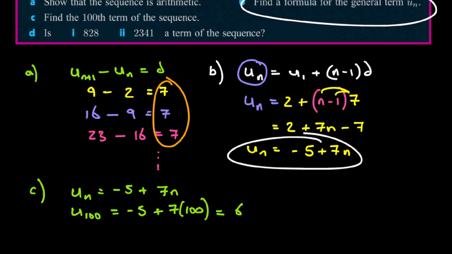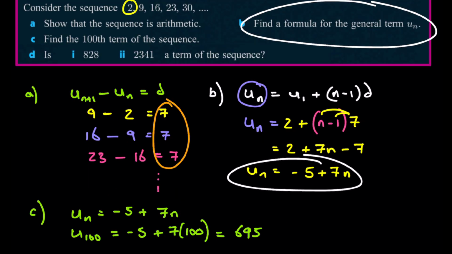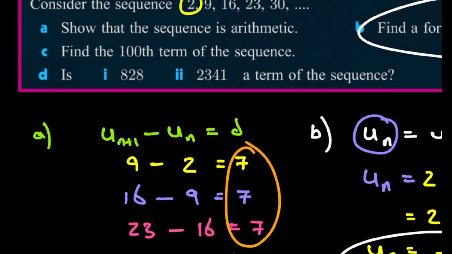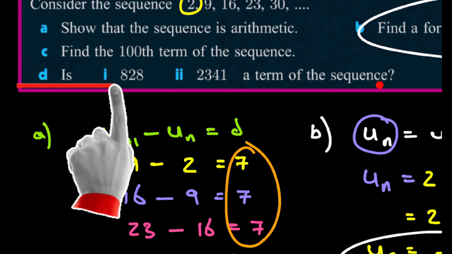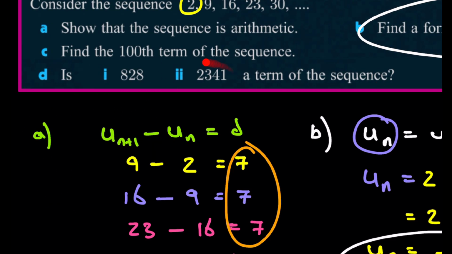So that would be 695, and that is the value of the 100th term. Okay, so let's look at part D. So is 828 a term of the sequence? And then in part 2 of that question, it's is 2341 a term of the sequence?